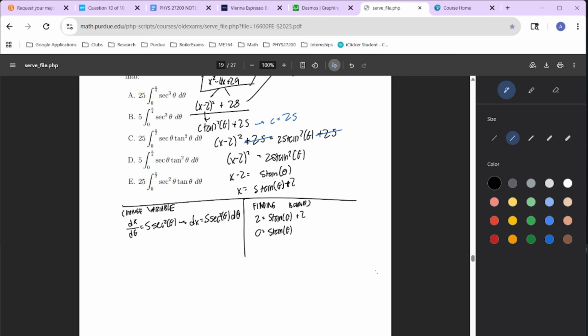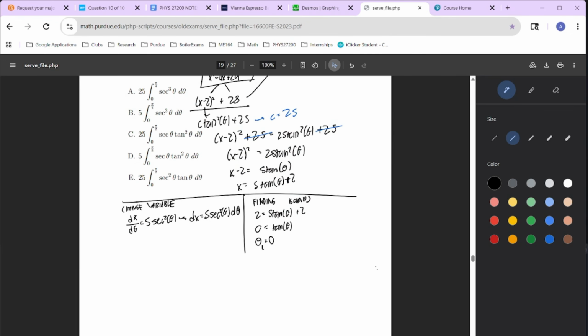Tangent of theta is equal to 0. That would just be when theta is equal to 0. So that would be our lower bound. Now our upper bound is a little different.